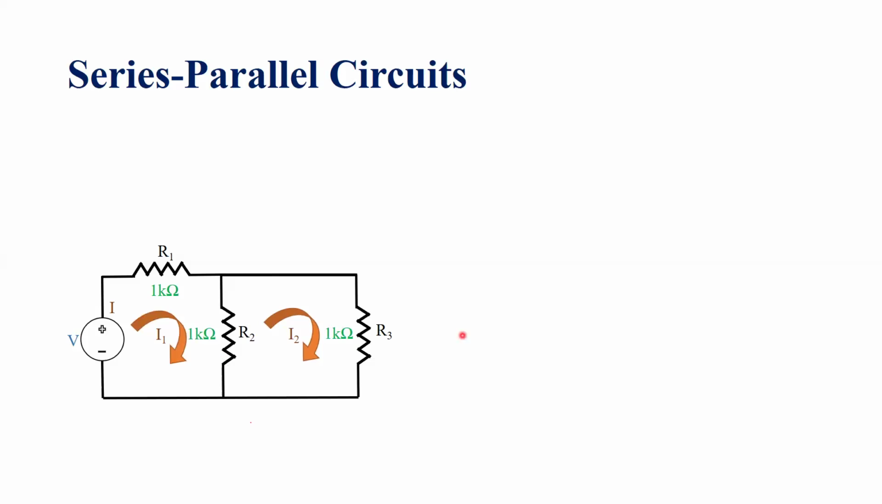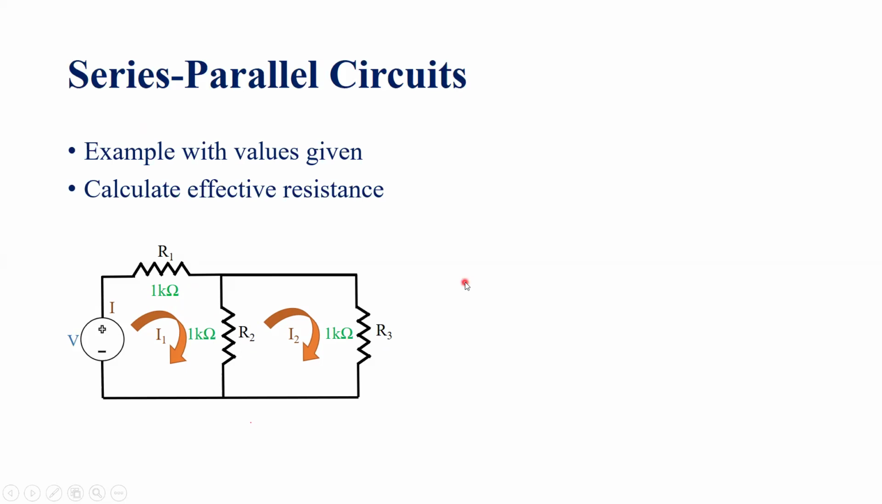Now we move on to the next slide. And in this, we are given the example with the values of the circuit components. So R1 now has 1K value, R2 has 1K value, and R3 has 1K value. Now we have to calculate the value of the effective resistance of this network. So we will use the earlier formulas.